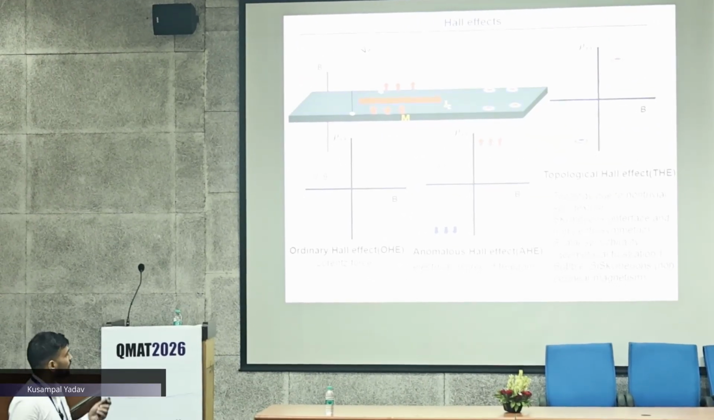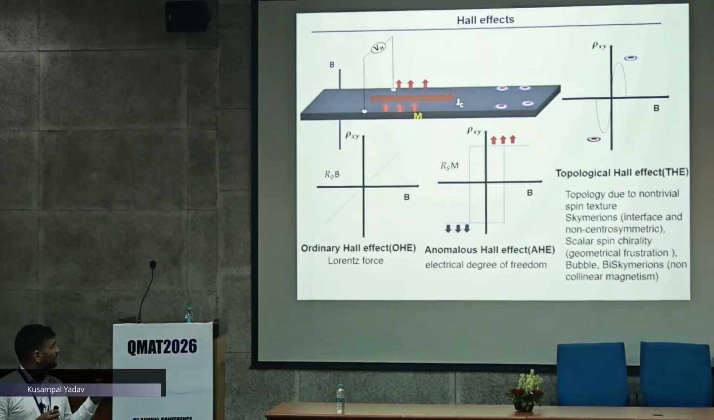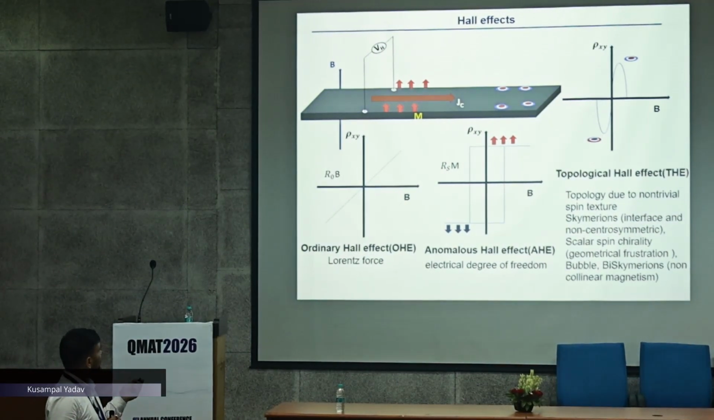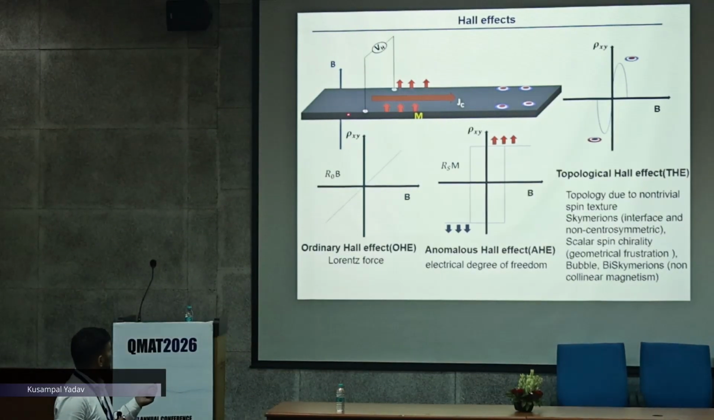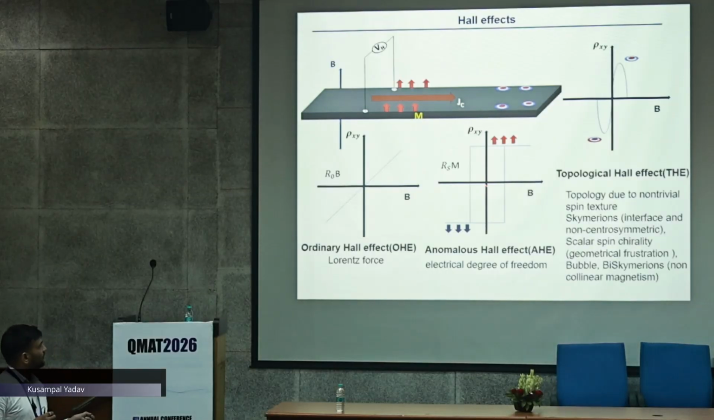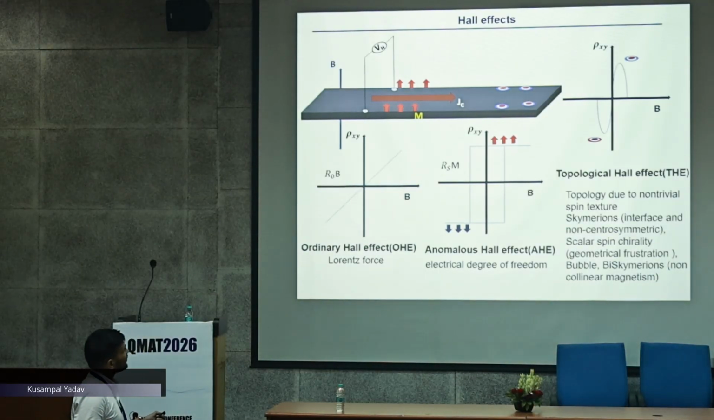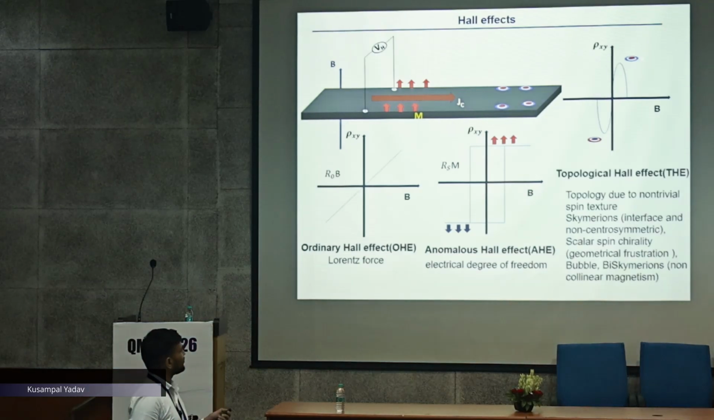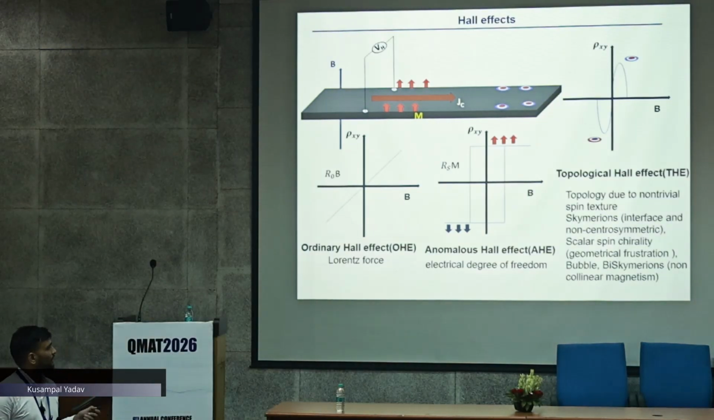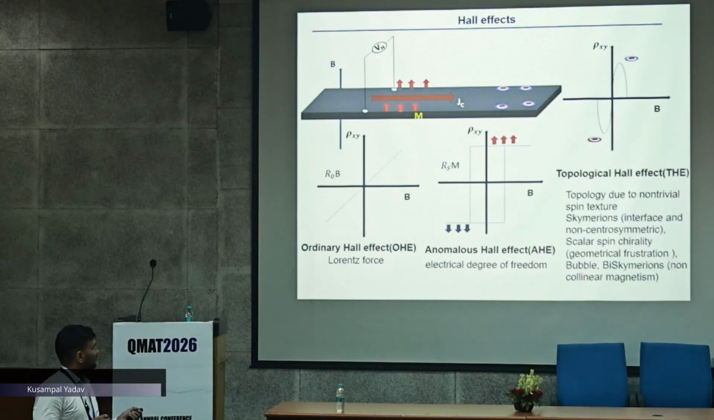Firstly, the Hall effect: when we place a current carrying conductor inside a magnetic field, a transverse voltage is generated. In the ordinary Hall effect, the generated transverse voltage is proportional to the applied external magnetic field. In a ferromagnetic thin film, it is proportional to the magnetization of the sample. Recently, due to some non-trivial spin textures, there is an additional contribution known as the topological Hall effect, which can arise due to interface or non-centrosymmetry in the system or some geometrical frustration.